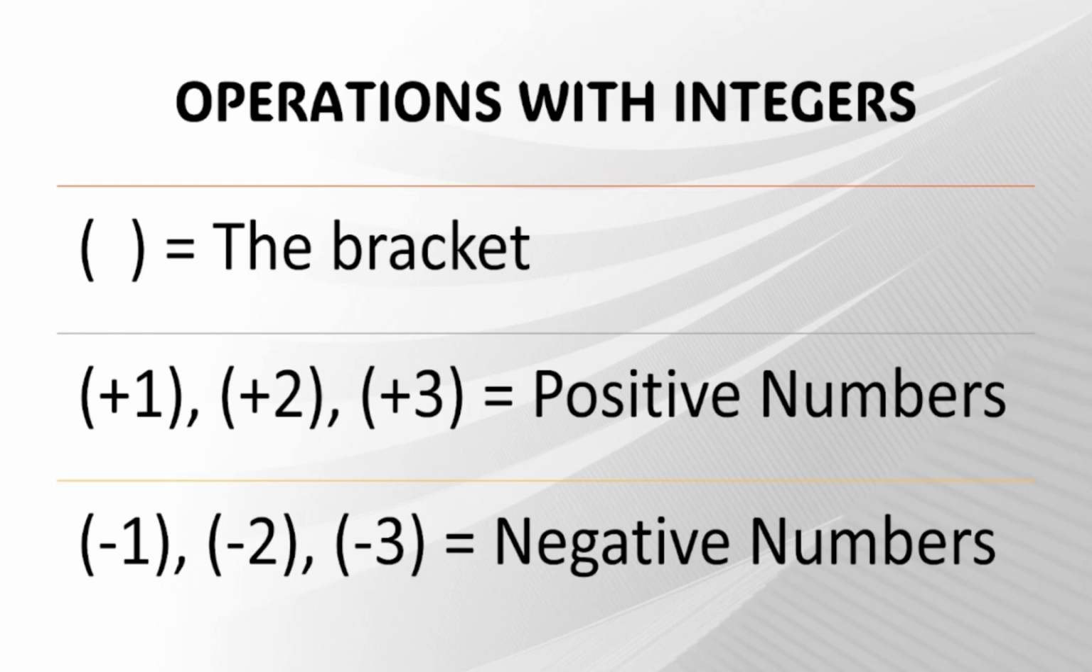We're gonna come here. You see this one, we call this the bracket. Now if you don't get it, it's okay. I'm gonna try my best as I can to help you guys. Now we have the positive one, positive two, positive three. So we call these the positive numbers. This one we call them the negative numbers.